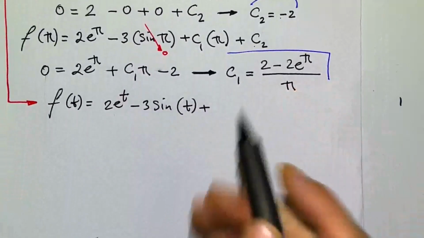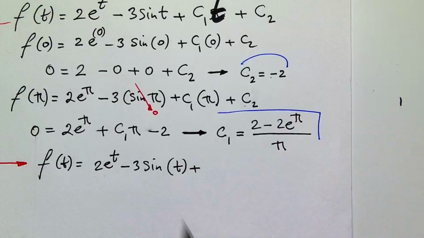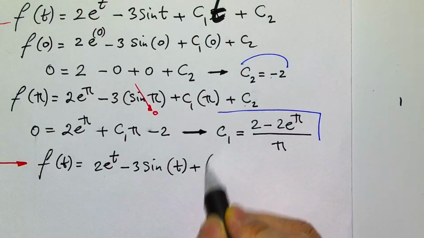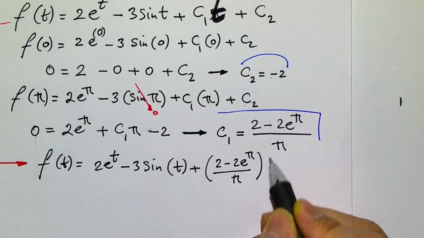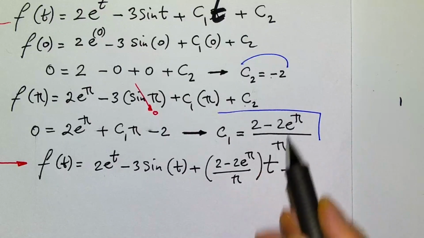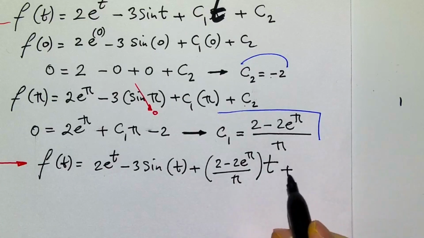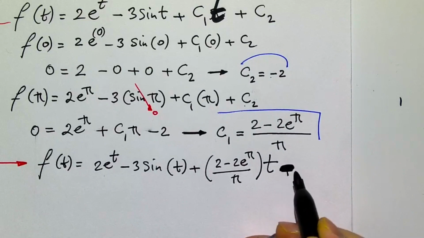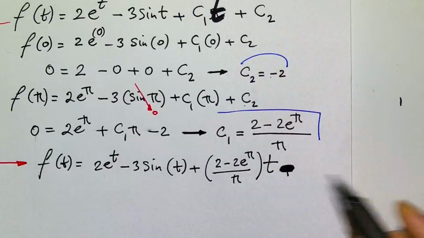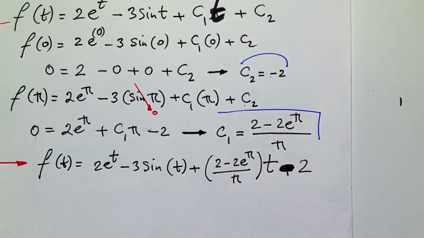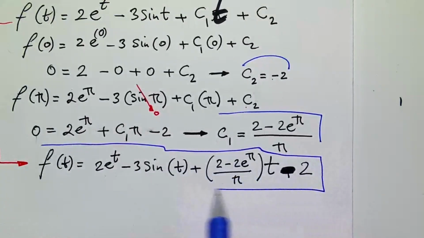Okay, so now let me bring it so you can see everything on the screen. So plus all of that, 2 minus 2 times e to the pi over pi, times t, plus c2, which is minus 2. And again, I promise you that I will clean this before I post it in Canvas. So in Canvas, you shouldn't see these. It'll be cleaned up, but that's what it is. That should be a minus. Okay, like that.